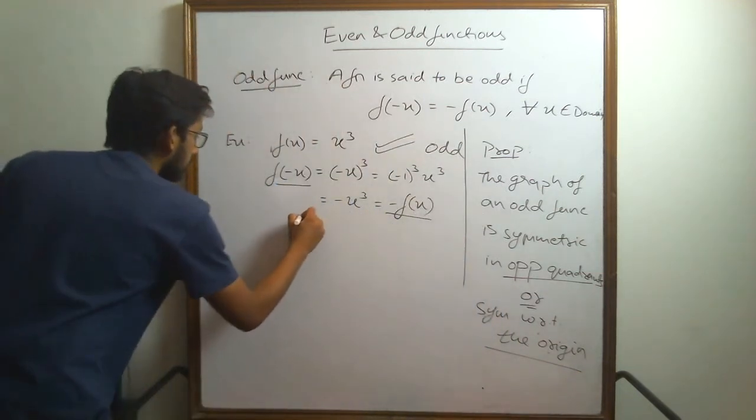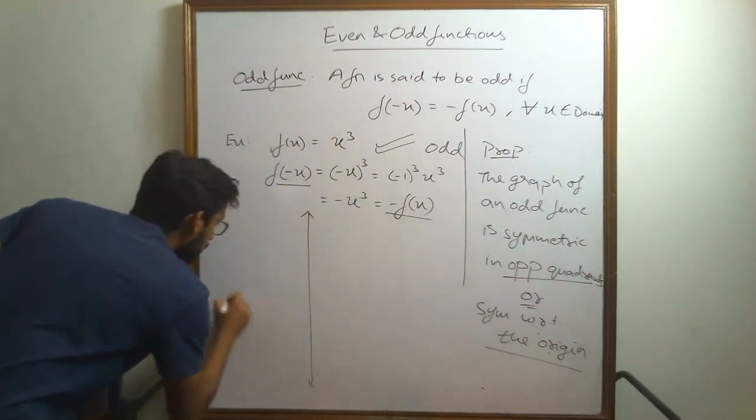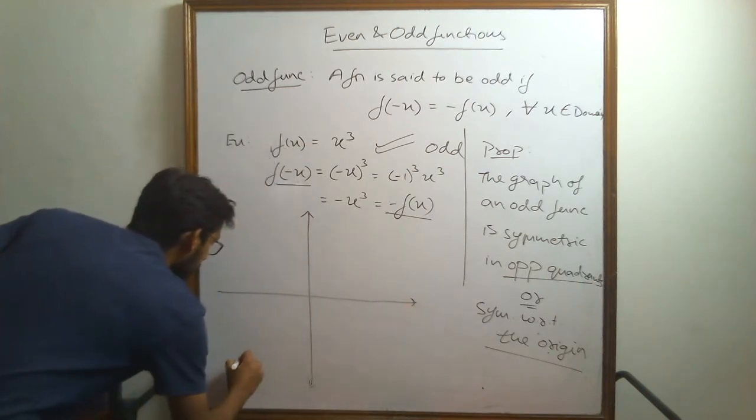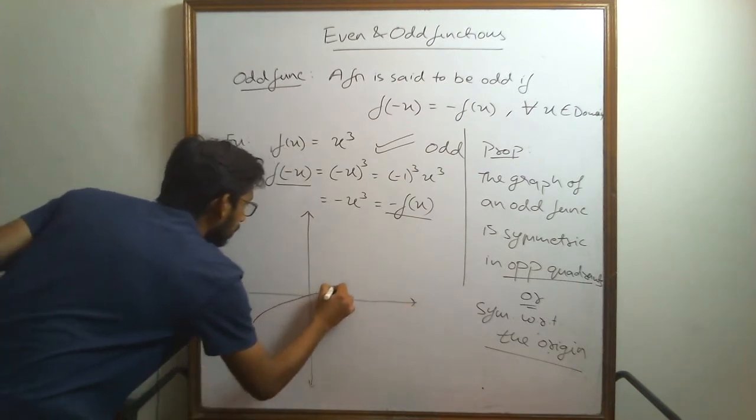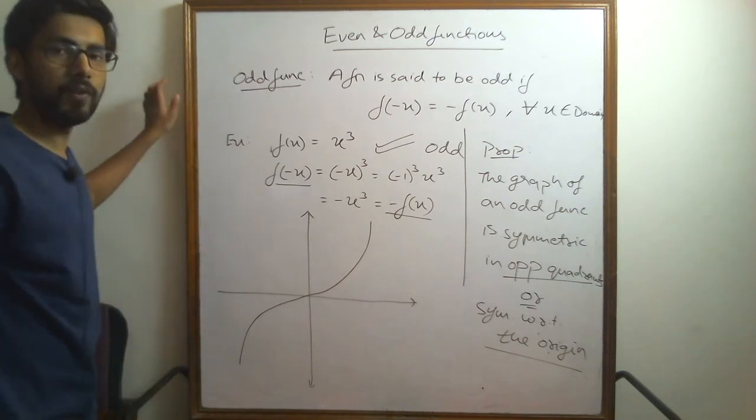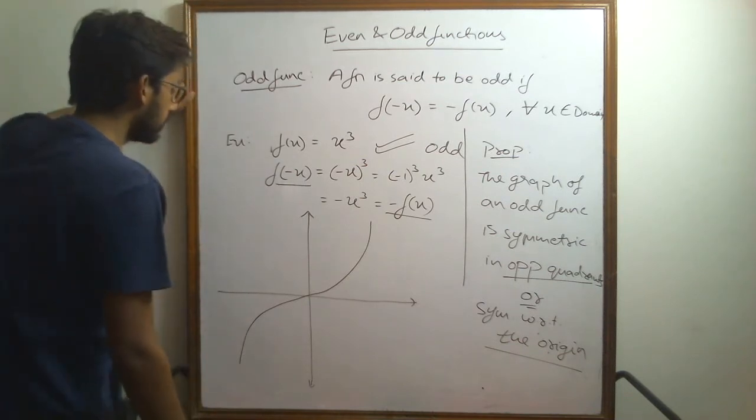Let's look at the graph here of this function. The x cube graph is like this. It is a cubic polynomial function. The graph is like this.